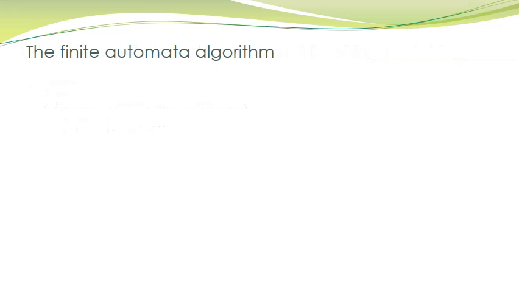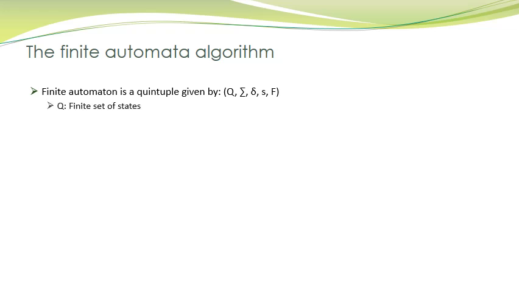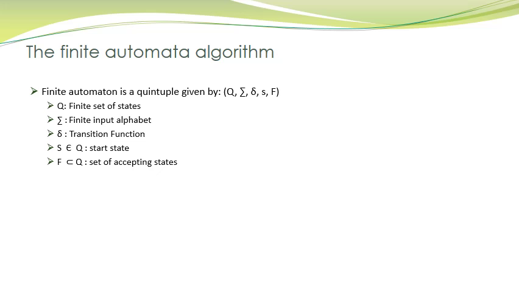So how does string matching using finite automata work? Well, the finite automaton used is a quintuple given by Q, Σ, δ, s, and F. Q is a finite set of states. Σ is the set of all characters within the regular expression and the input string we are considering, or the finite input alphabet. δ is a transition function that defines the transitions between states depending on the input. s is a state within Q that is the start state. F is a subset of states within Q that is the set of accepting states.